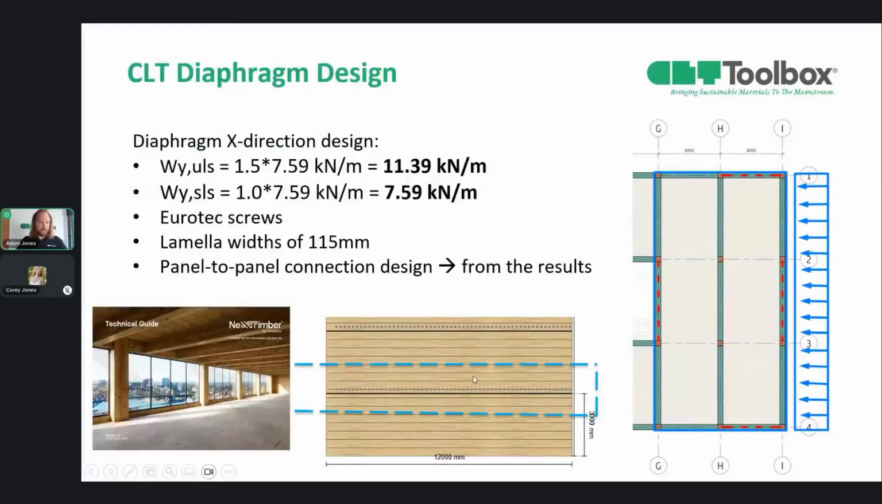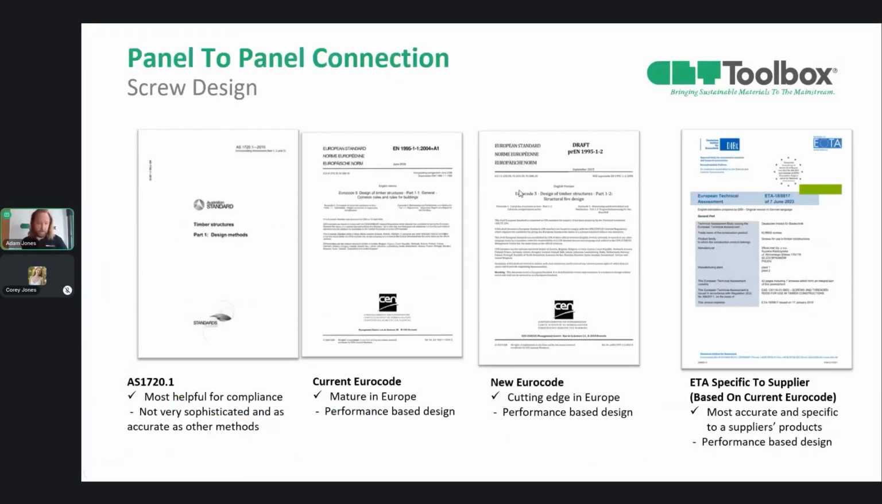All right, so that's a diaphragm. Next, we're going to go to the panel-to-panel connection. So like the diaphragm, we'll speak to the high level so everyone can follow along a little bit, and then we'll open up the calculations. So when it comes to screw design, we do have 4 methods available, and each has their own advantages and disadvantages, and it's important to understand the context of each.